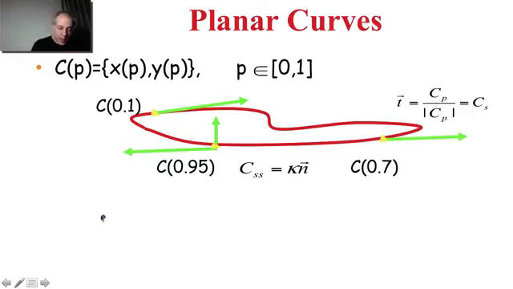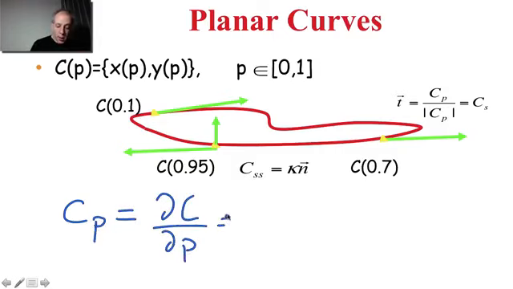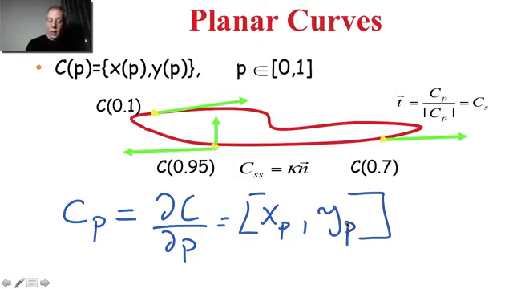It's basically c_p. It's just a simplified notation of the derivative of c with respect to p, which is of course a vector, the derivative of x with respect to p and the derivative of y with respect to p. c is a function of p, so I'm allowed to take a derivative of that. So this is what we have here, and we normalize by its length. We want to get a unit length, and that's actually very, very important.